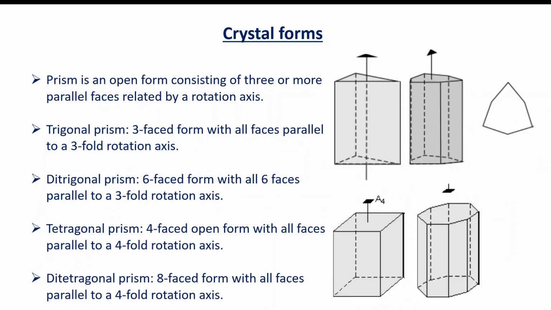Then you have prism faces. This crystal gives you both prisms and pyramids. I will talk about this now. For prism faces there should be 3 or more faces. For domal faces you need only 2 faces, but for prism faces you need 3 or more faces.